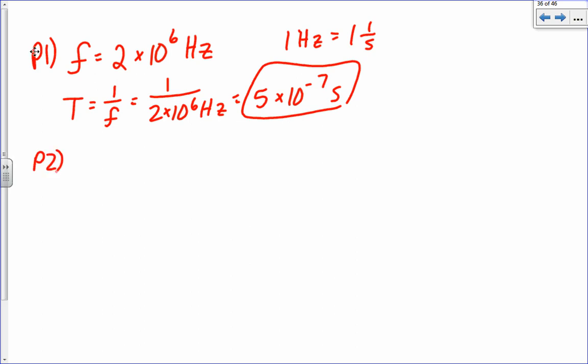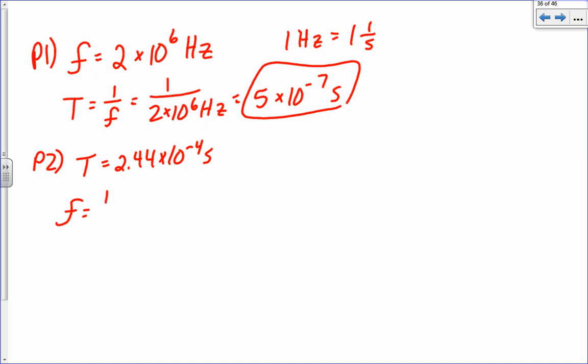Problem 2. What is the frequency of a sound wave made by a tuning fork that requires 2.44 times 10 to the minus 4 seconds for one complete vibration? So here I'm given the period, 2.44 times 10 to the minus 4 seconds. And they're asking for the frequency.